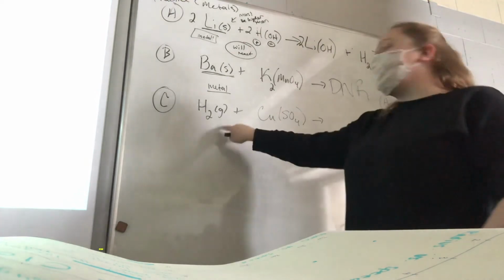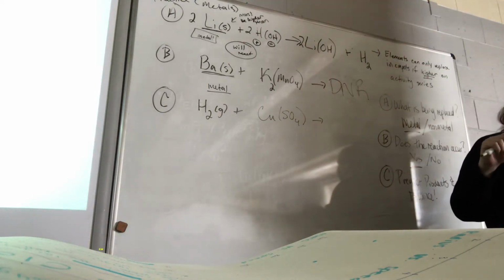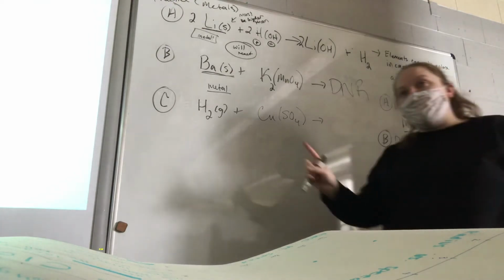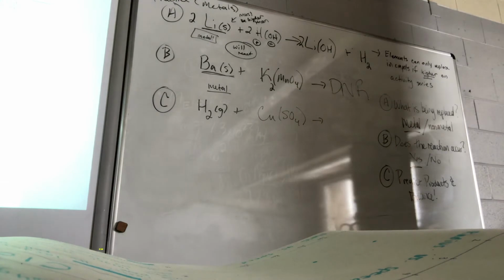All right, do this one on your own. Try to identify the metal, non-metal, or the metal that's being replaced. Locate them on the table. Determine if they react or not. If you have a question, raise your hand.